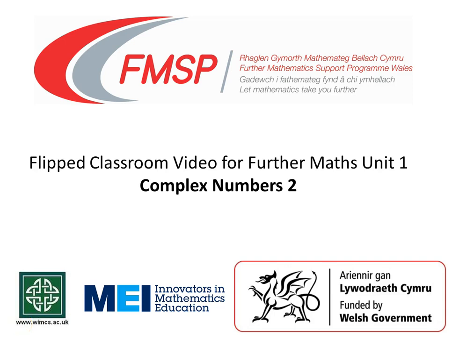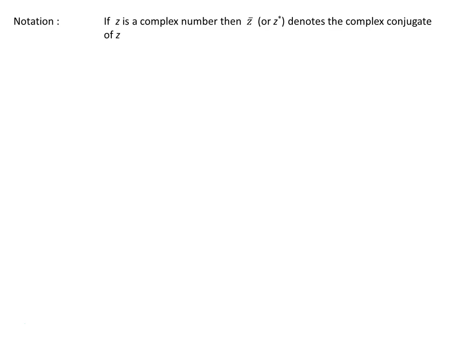In this video, which is the second video about complex numbers, we're going to look at some of the algebra attached to complex numbers. Now, to begin with, we just need to introduce a little bit of notation. First of all, if z is a complex number, then we use z bar or sometimes z star to denote the complex conjugate of z.